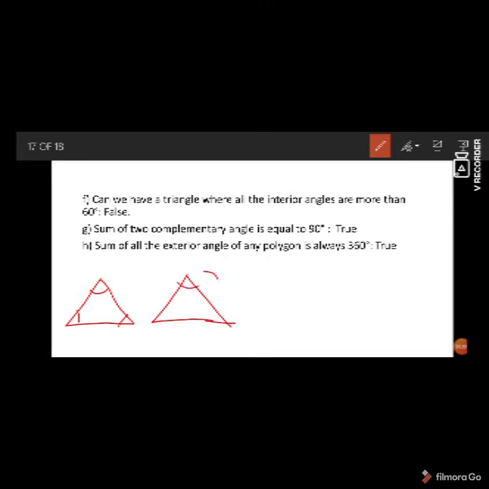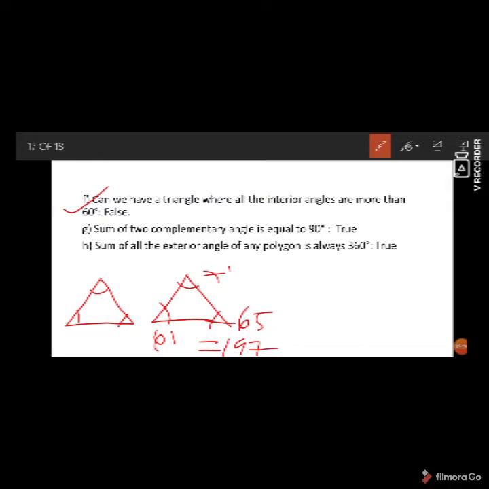Now suppose this angle is 71, this angle is 61 and this angle is 65. It said all the angles should be more than 60 degree. If we add it up, we get 197, which is more than 180 degree. So even 1 degree more than 60 degree, with all the angles more than 60, is not a possible case. So the statement is false.